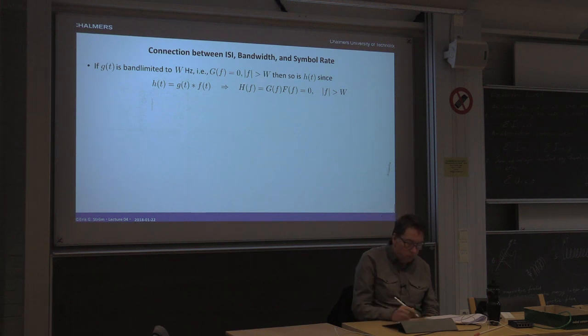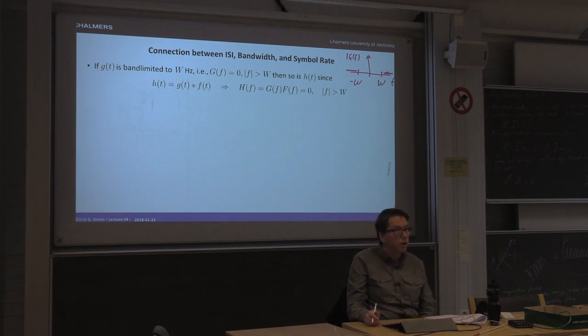So I don't know if we would plot G of f here. We know that it's 0 outside plus and minus W, and then it's something in between. Something like that, probably not that. But anyways, we just pick something which is band limited to W hertz.